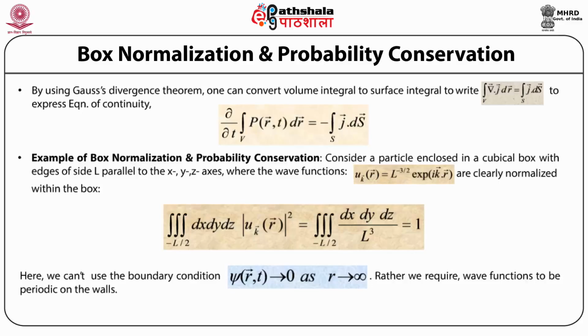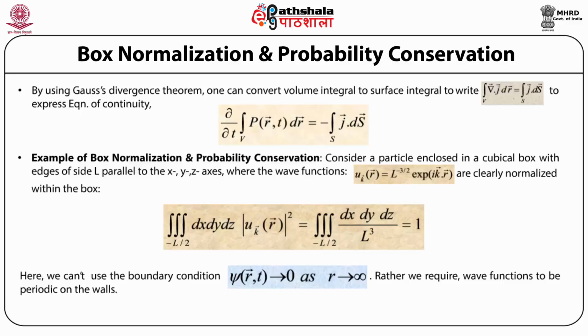And we define the wave function u k as a function of position vector r is equal to 1 upon L to the power 3 by 2, whole times exponential of iota vector k dot vector r, where the 1 upon L to the power 3 by 2 is the condition that one gets because of the normalization constant. So if you use the normalization condition and apply it to the wave function defined above, then the normalization condition within the box can be given as the volume integral over dx dy dz of the square of the modulus of the wave function u k as a function of vector r, equal to the volume integral over dx dy dz by L cube, and this turns out to be equal to 1.